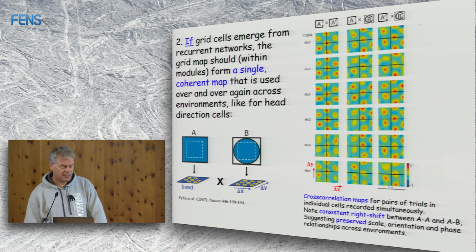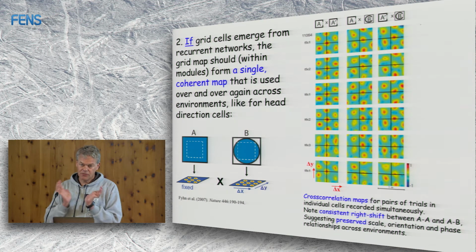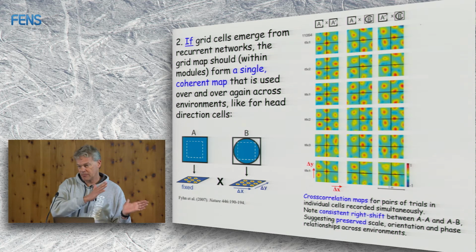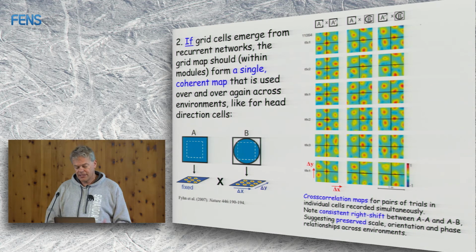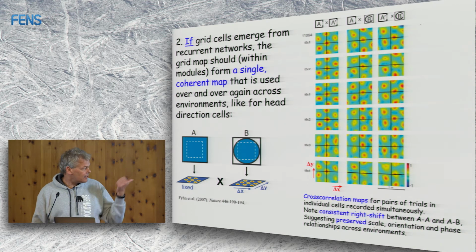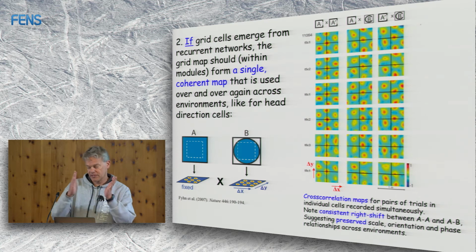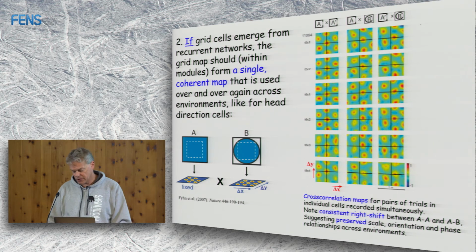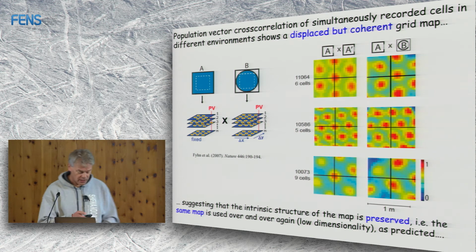So that suggests that the grid map remains one coherent map that just makes one similar change from one environment to the other. At that time, we didn't know about modules, and that has been shown later, but luckily, in a sense, here were almost all cells from the same module, so they all shifted similarly, they all behaved in the same way. And that could even be seen in population cross-correlations.